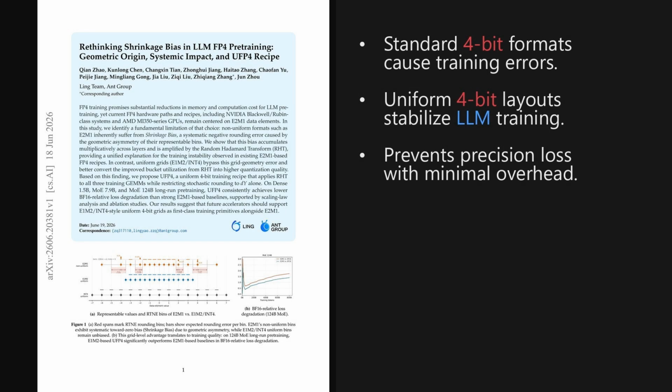Ultimately, the key takeaway is that uniform formats completely bypass the geometric shrinkage bias of non-uniform grids. This shift allows future hardware to unlock stable and highly efficient 4-bit pre-training.